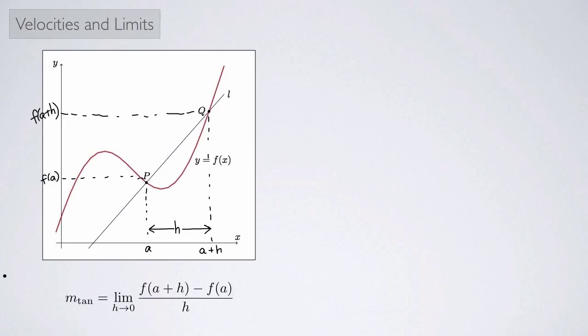And then the slope of the tangent line is the limit as h goes to 0 of f of A plus H minus f of A over H. This was the alternate expression that we had for the slope of the tangent line. We also had another expression where instead of A and A plus H, we were using A and X, and we had f of A and f of X. So either one will give you the slope of the tangent line.